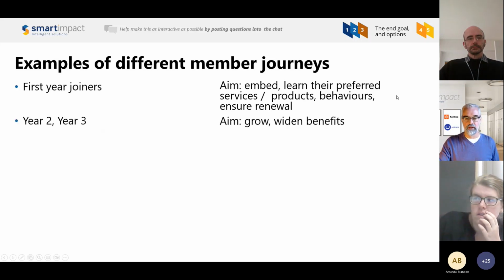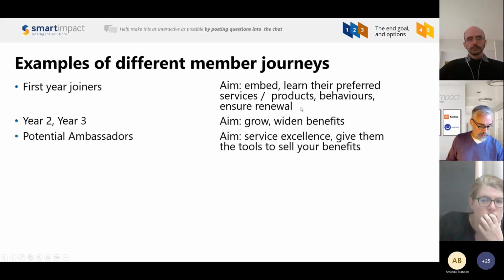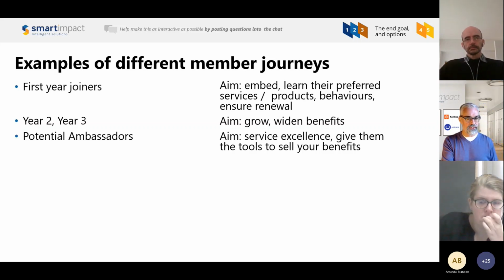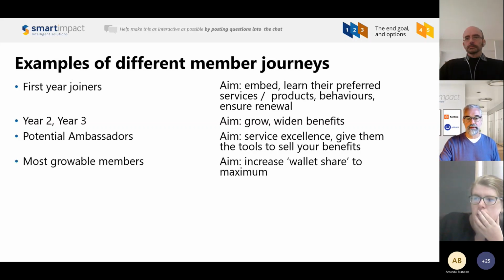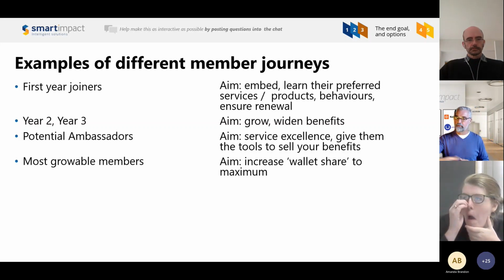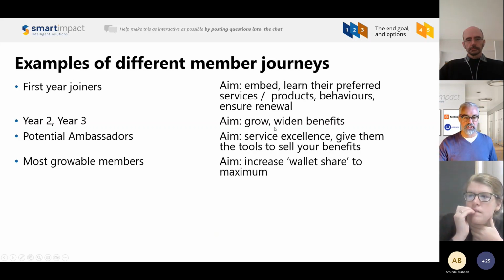Year 2 and 3, yeah, more of the same if you can, but they've already renewed, which is good. You need to get that into a habit. Those that you think could be ambassadors, give them excellence, but also start marketing tools to them that they can give to their colleagues, their associates, their network, so that they become members of yours. Most growable members, they're the ones that we wanted to move to most valuable. So do more to get them to, you bought some of this, you bought some of this, why don't you buy some of this? And again, trying to increase wallet share.